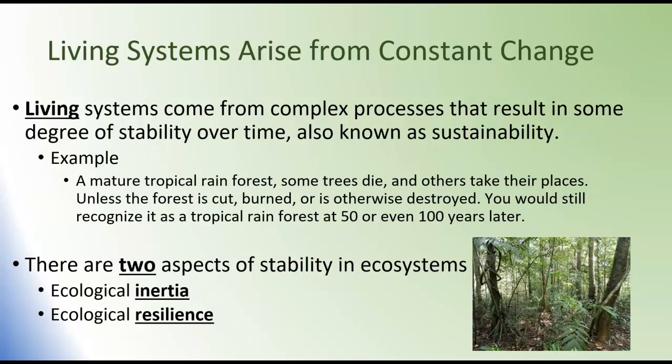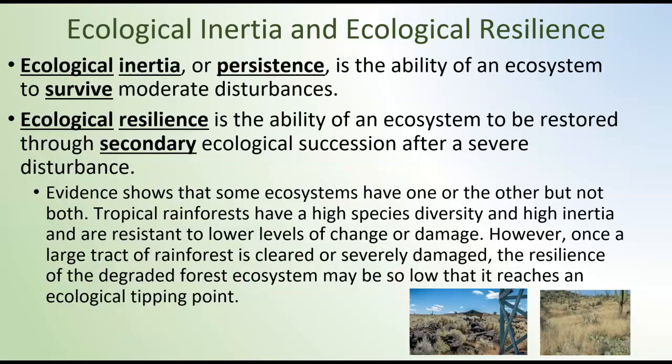In this example, a mature tropical rainforest, some trees die, other trees take their places. So unless the forest is cut, burned, or otherwise destroyed, you're still going to recognize it as a tropical rainforest at 50 or even 100 years later. There are two aspects of stability in an ecosystem. One is called ecological inertia. The other one is ecological resilience. We're going to explore those on the next slide.